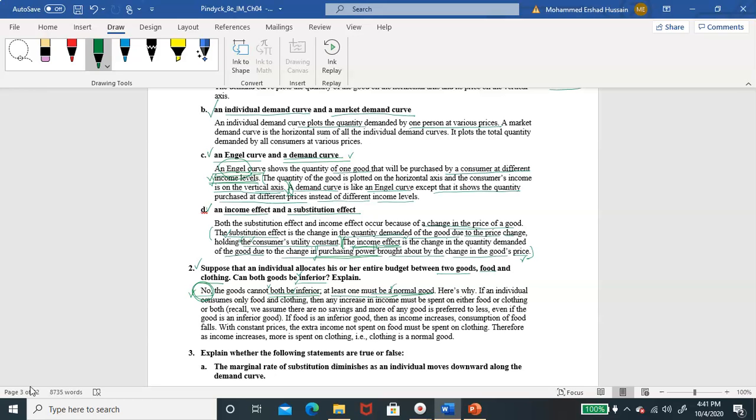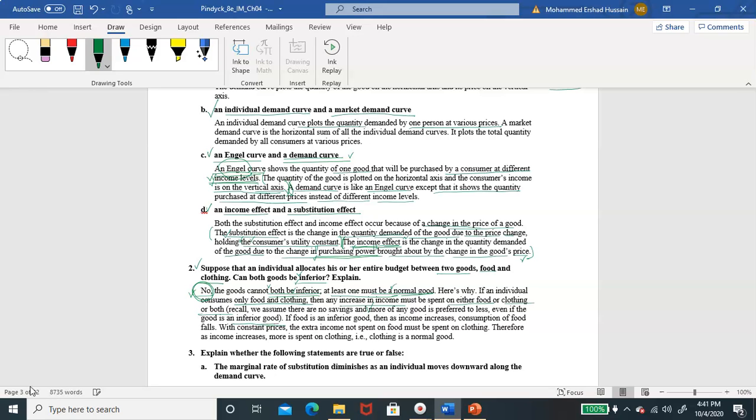Here is why: if an individual consumes only food and clothing, then any increase in income must be spent on either food or clothing, right? Or both. Recall, we assume there are no savings, and more of any good is preferred to less. So this was an assumption for indifference curves, right? Even if the good is an inferior good.